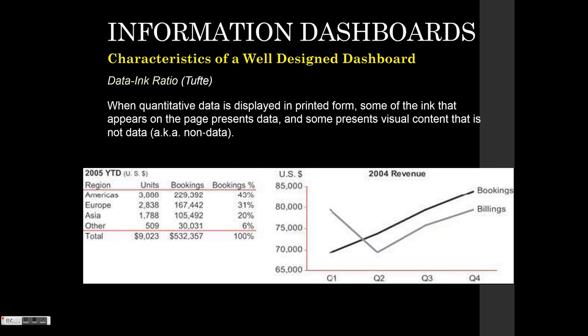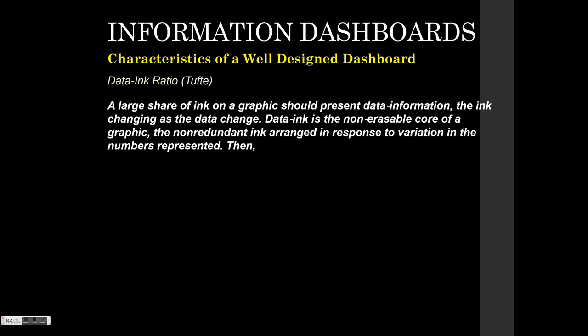When quantitative data is displayed in printed form, some of that ink appears on the page, presents data, and some presents visual context that is not data, also known as non-data. Here in the red, we see non-data. Tufte describes this phenomenon as the data-ink ratio, and he says a large share of ink on a graphic should present data information, the ink changing as the data change. Data ink is the non-erasable core of a graphic, the non-redundant ink arranged in response to variation in the numbers represented.